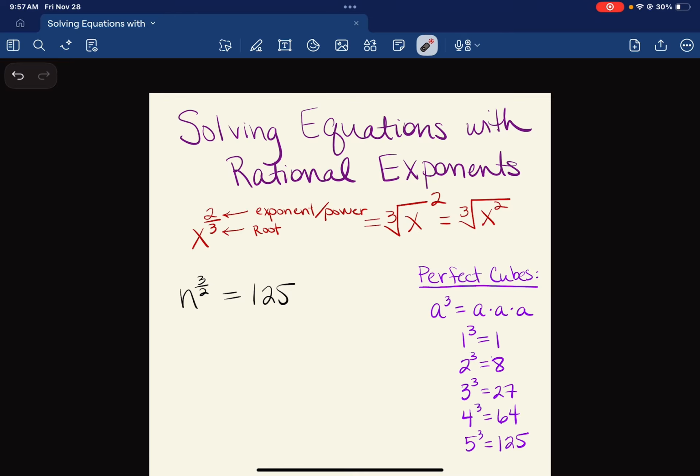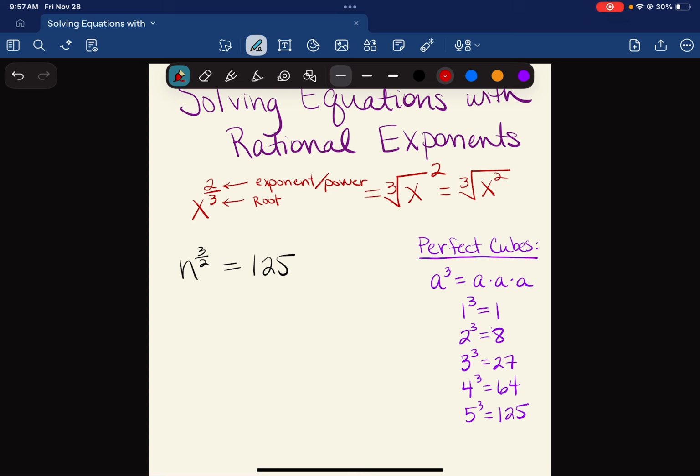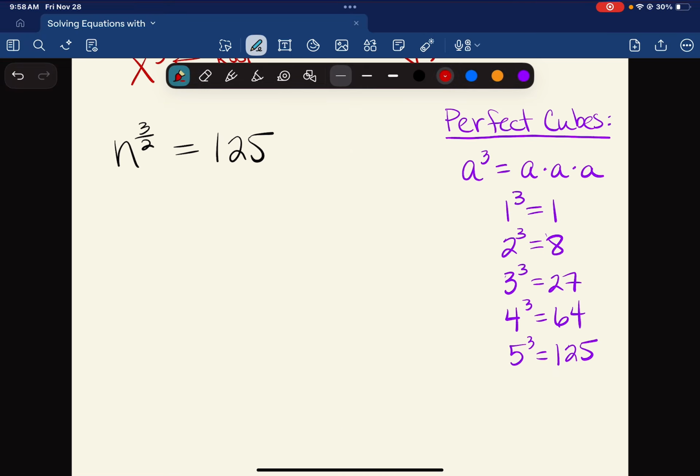All right, so let's look at an example. We have n to the 3/2 power equals 125. So if you remember your exponent rules when you're solving equations, if you have one power taken to another power, you just multiply those two powers together. Well, what's the only value that I can multiply 3/2 by to turn it into the number 1? And that's just its reciprocal. The reciprocal of 3/2 is 2/3. So let's take this side of my equation to the 2/3 power. That's the reciprocal of 3/2. And so my equation stays balanced.